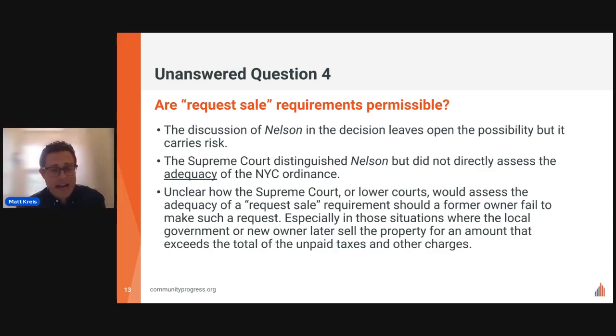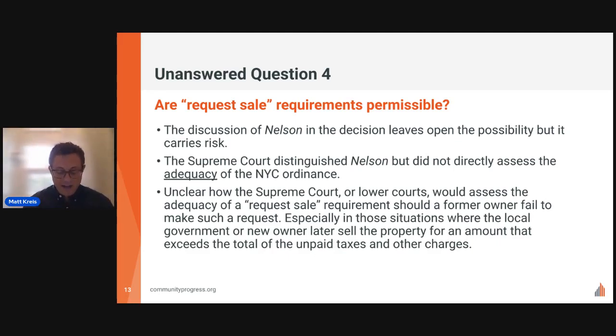And the court went into some specific analysis that we get into in our policy brief just a little bit. We believe that the discussion of Nelson certainly leaves open the possibility that a state statute or local ordinance requiring property owners or interested parties to request a public auction in the foreclosure action, or otherwise make a claim of surplus prior to the transfer of that property or risk losing that right, may be permissible. But we do want to point out that the Supreme Court distinguished Nelson, but we don't believe that it directly assessed the adequacy of the New York City ordinance. That's not saying that they would have necessarily, but we don't know.